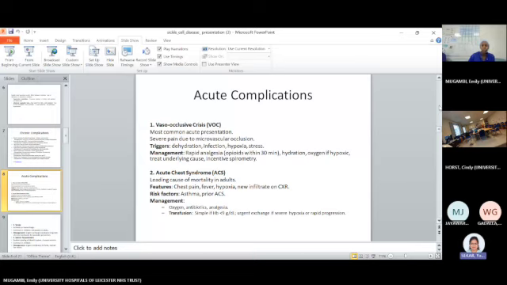The management is usually oxygen, antibiotics, analgesia. And as you've seen, we've had a few patients who've come in with acute chest syndrome here and who've had exchange transfusion for that. We will talk about exchange transfusion and other transfusions later.